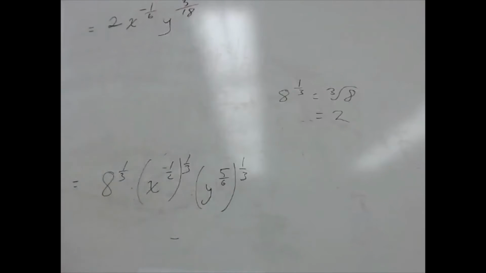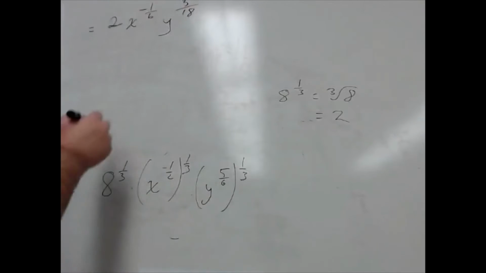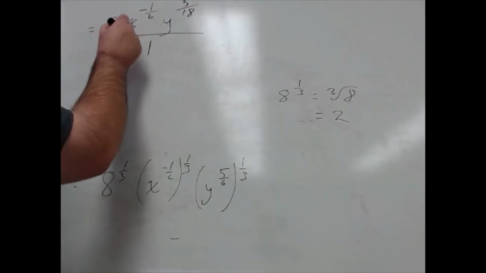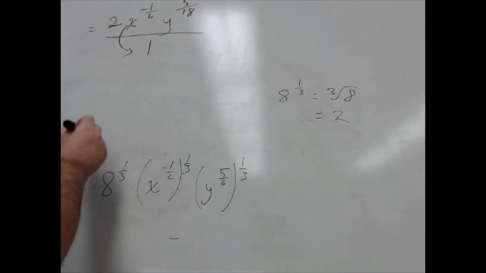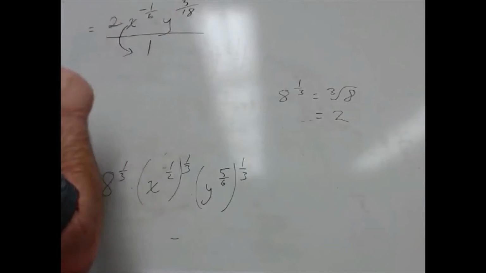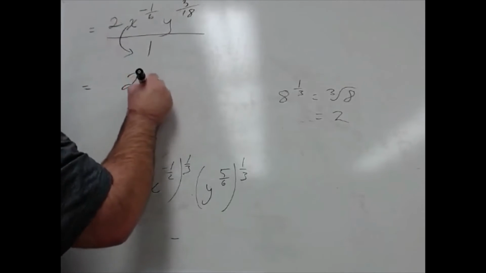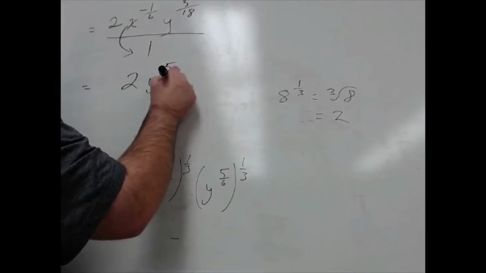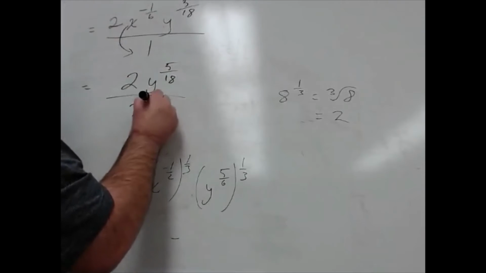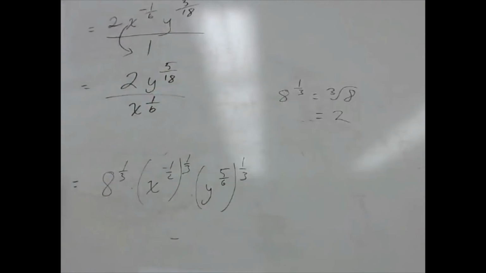Write my final answer now using all positive exponents. I'll put my denominator down. Bring this down here. Becomes positive. In my numerator, I'm left with the 2 and the y term. So I'm left with 2y to the 5 over 18 over, this comes down into the denominator with positive exponents. So that's my final answer.